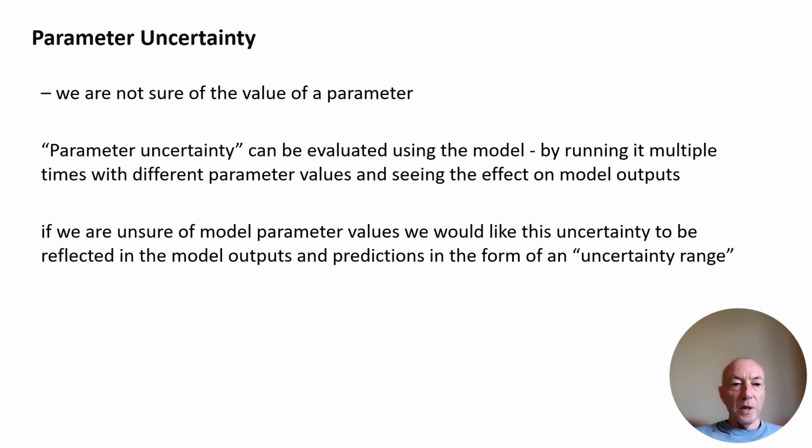So then parameter uncertainty. So this is where we're not sure of the value of a parameter. So parameter uncertainty can be evaluated using the model by running it multiple times with different parameter values and seeing the effect on model outputs. If we are unsure of model parameter values, we would like this uncertainty to be reflected in the model outputs and predictions in the form of an uncertainty range.